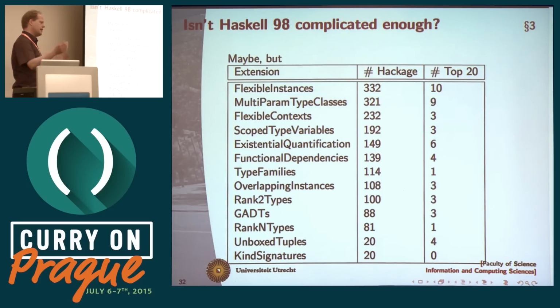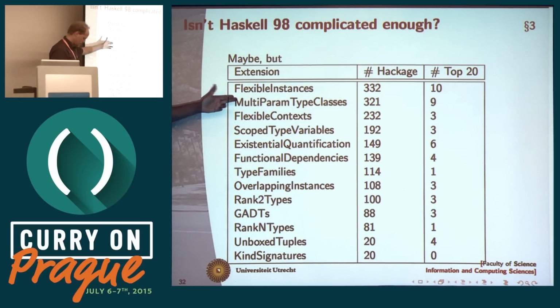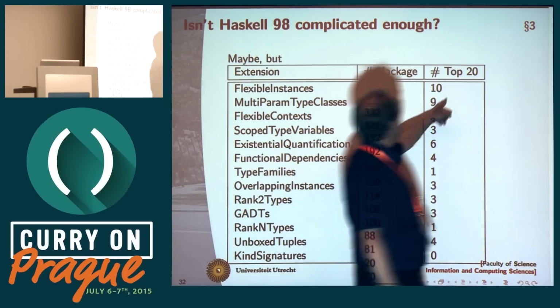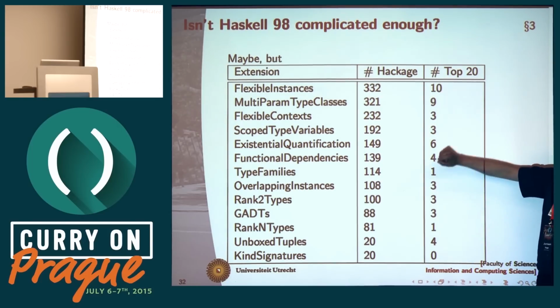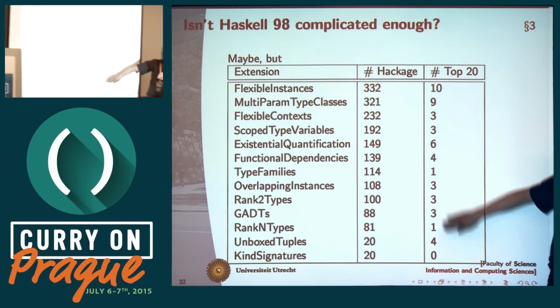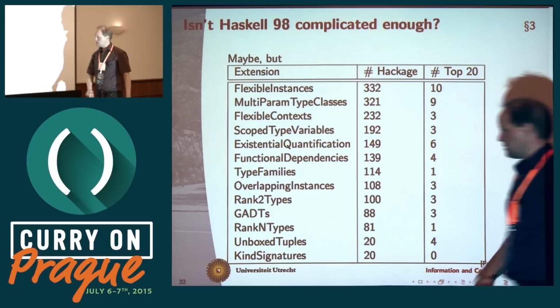So, isn't Haskell 98 complicated enough? Well, we've just learned that no, not by a long shot. We need flexible instances, multi-parameter type classes, and so on. If you look at the top 20 of downloads of Hackage packages, 10 of them use flexible instances, 9 of them use multi-parameter type classes, and the list goes on. And this was already a few years ago. It's probably much worse nowadays.